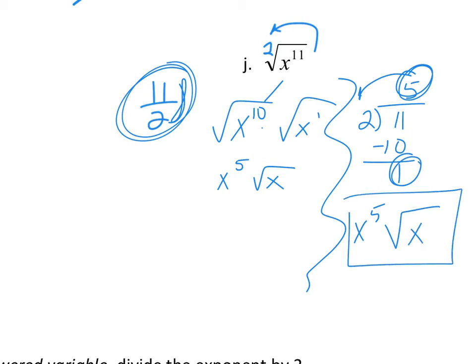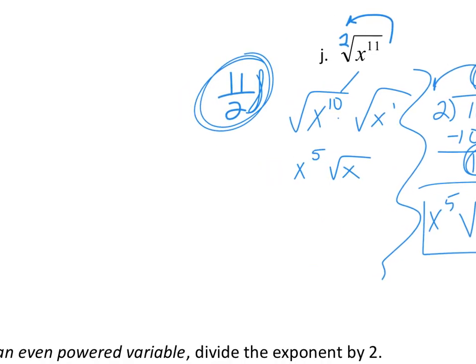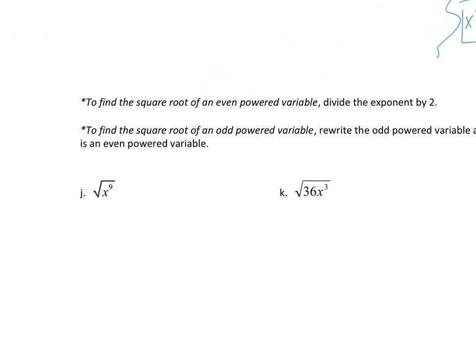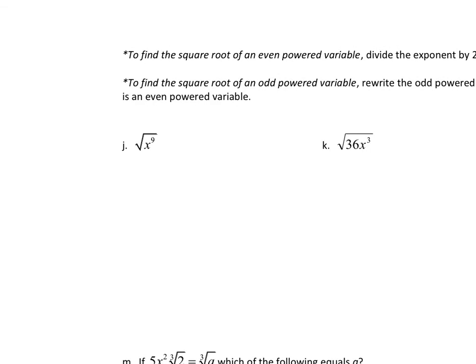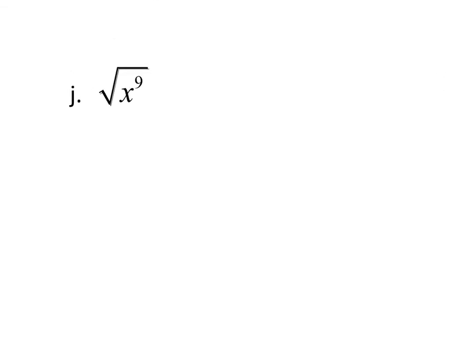Okay, so this is how many come out. This is how many stay inside. Okay? So that's what we're going to do for the other examples here. If you want, you can pause the video and try to do J. So pause it and then try it.